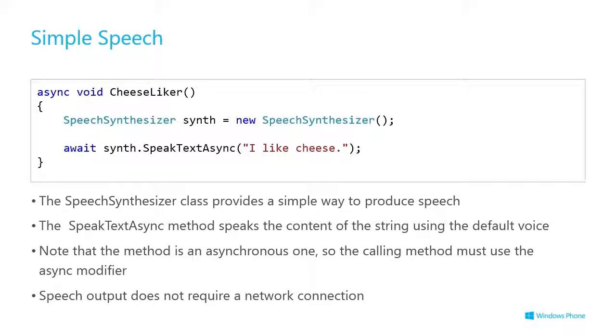All right, so the cheese liker. This is just a real simple example to get you started. We new up the speech synthesizer, and then we just say SpeakTextAsync, which means we have an await, which means we have an async up at the top. I like cheese. Really simple stuff, just to get you going.